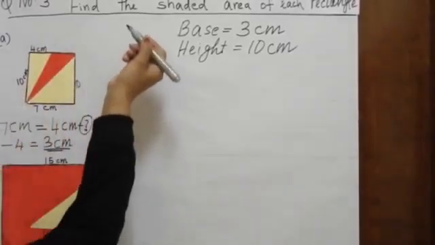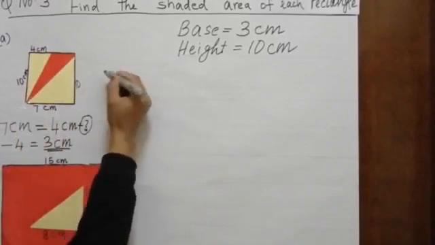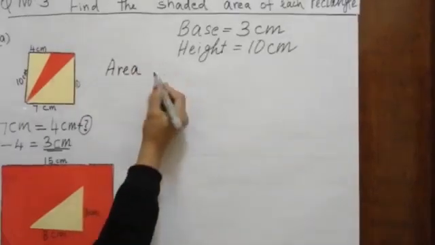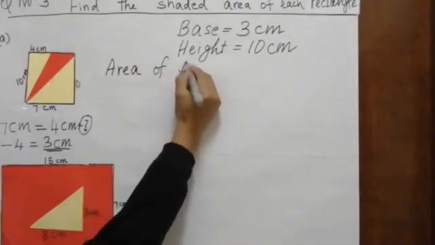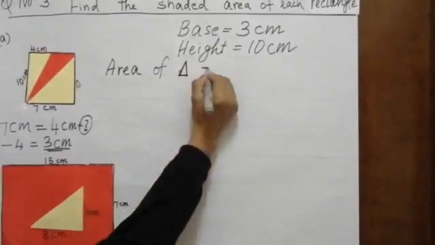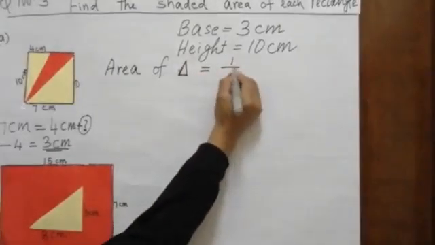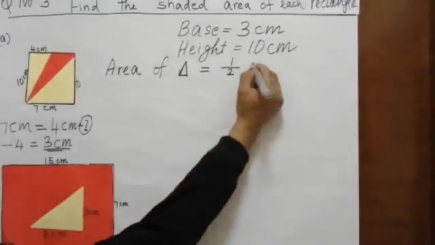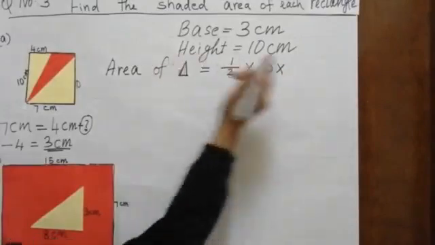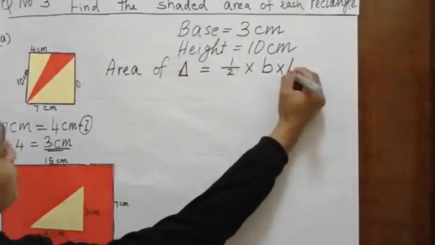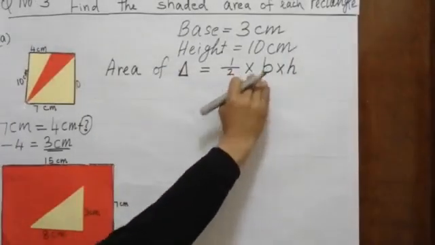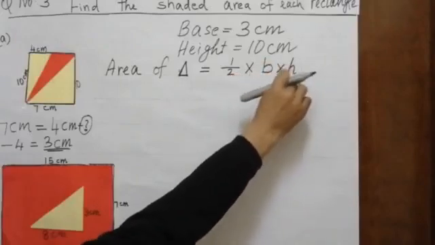Okay, so what is the formula to find out the area of a triangle? Always you have to write the equation. Area of triangle. I am writing the shape only here. Area of triangle equals half multiplied by base. B stands for base. Multiplied by height. So which letter will start there? H should be there. So area of triangle is equal to half multiplied by base multiplied by height.